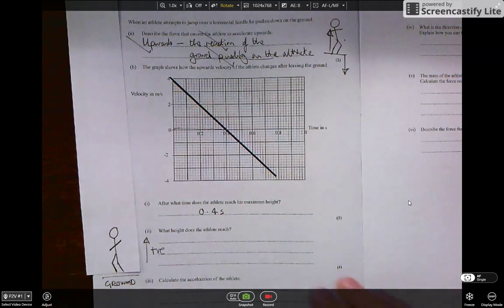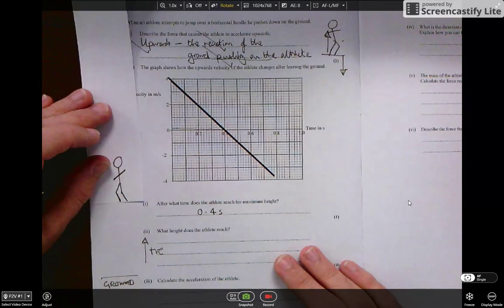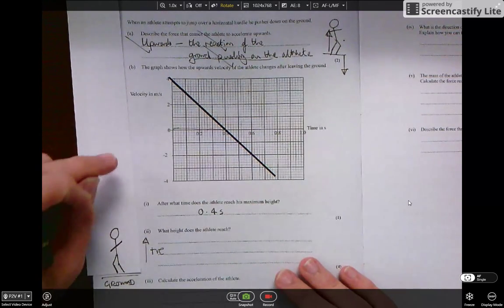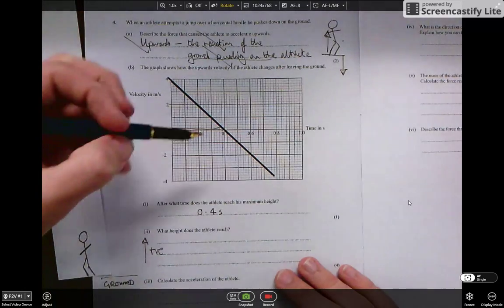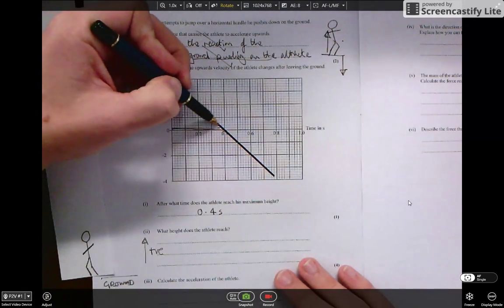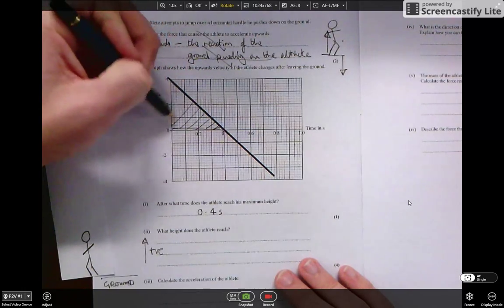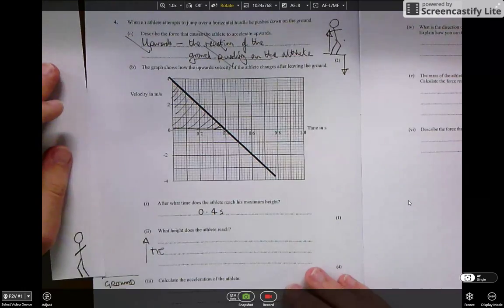What height do they reach? We've decided that that must be where they're at zero velocity before they come down, because it's when they're at the top of their motion. So if we read that off the graph, it happens at 0.4 seconds, but if we want to know the height from a velocity time graph, we need to work out the area enclosed by that triangle there.